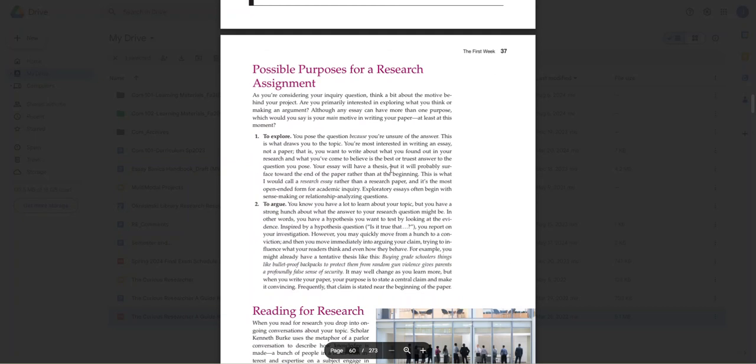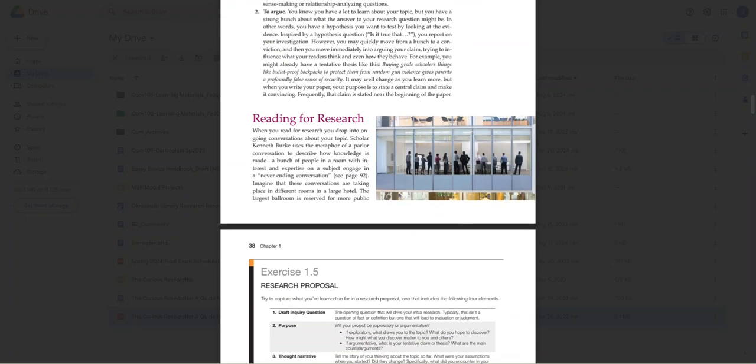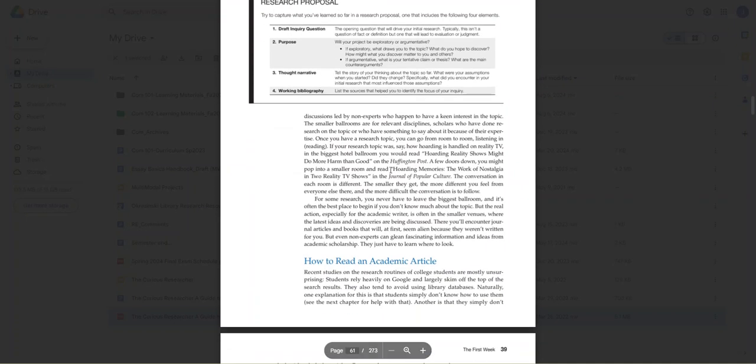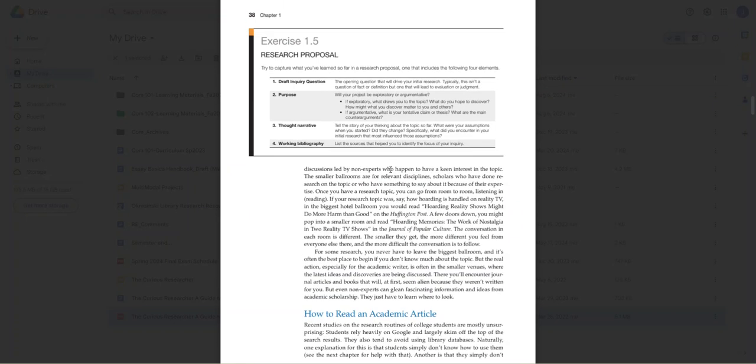And here we go. It gives you two pathways in the textbook, one to explore and one to argue. And then here is the research proposal. You're going to want to read through this and pull this one together for discussion board number 7.